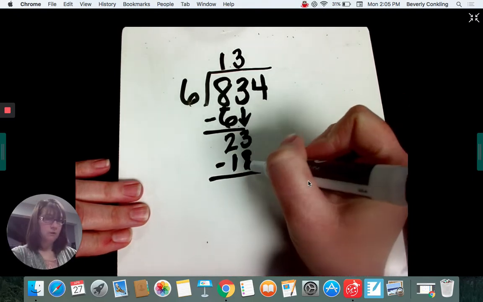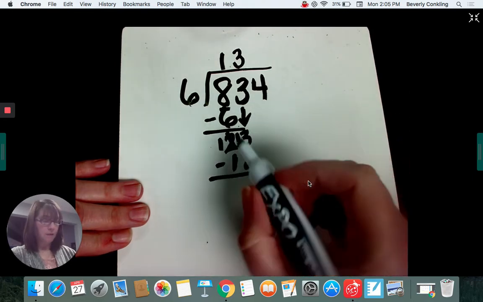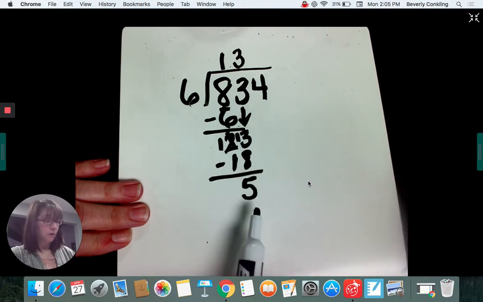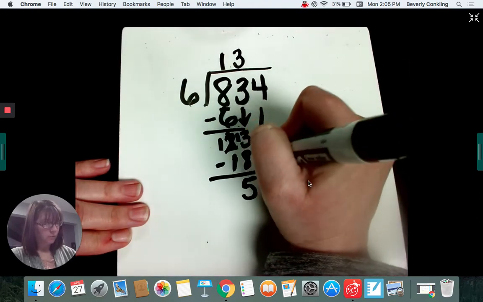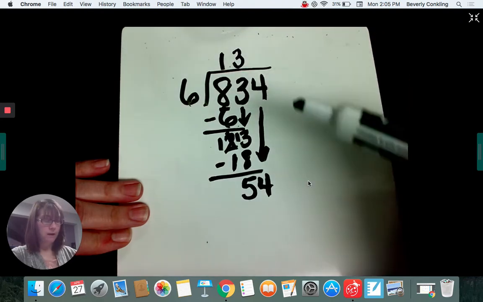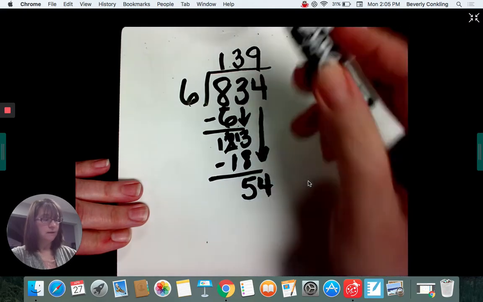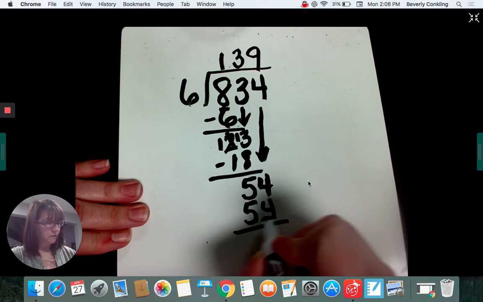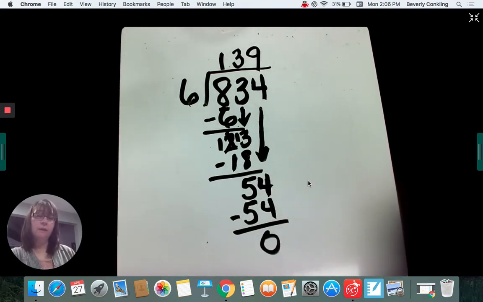Okay, I cannot do 3 minus 8, so I'm going to have to borrow. 13 minus 8 is 5, and 1 minus 1 is nothing. So I'm going to check, is 5 smaller than 6? Yes, it is. So I can bring down my 4. 6 times what gets me close to 54 without going over? That would be 9. 6 times 9 is 54. Okay, and I don't have a remainder, so now I'm going to check my work.